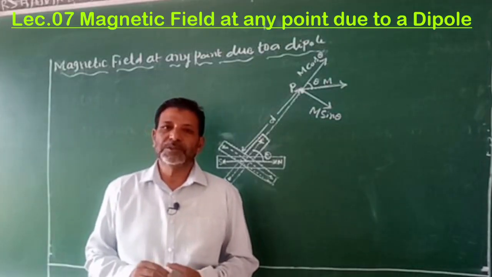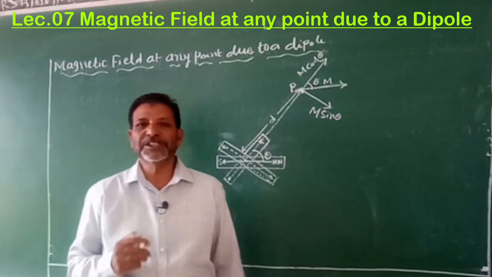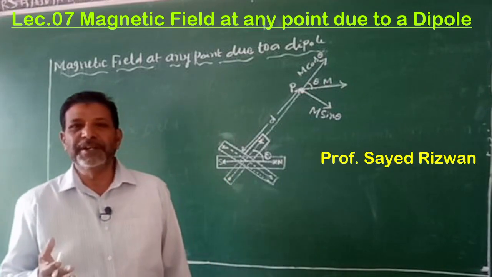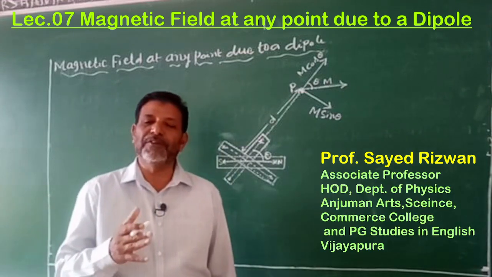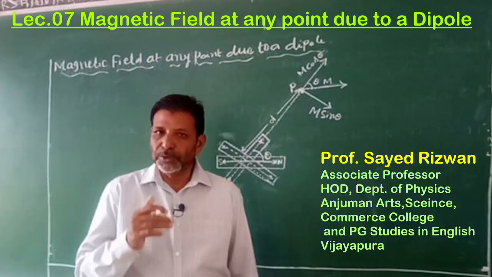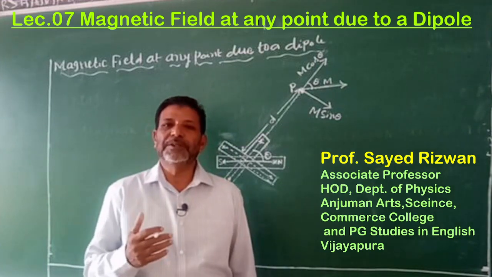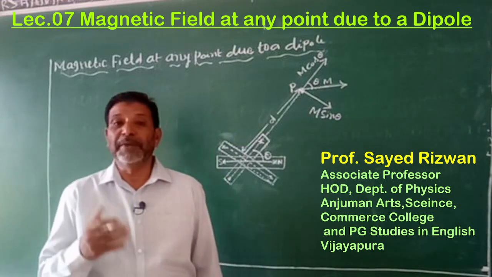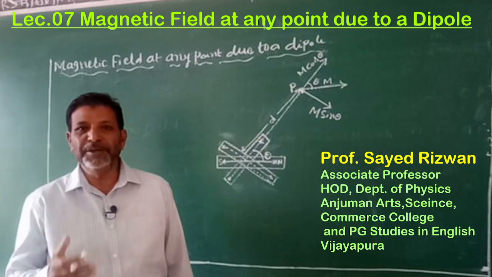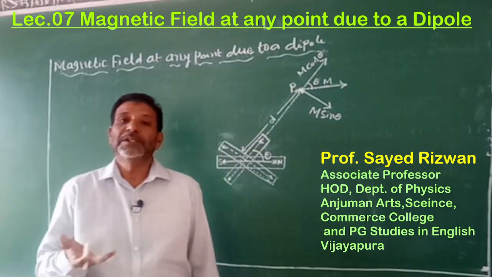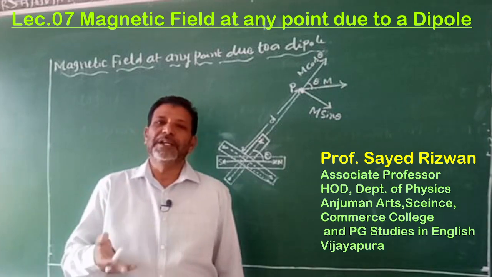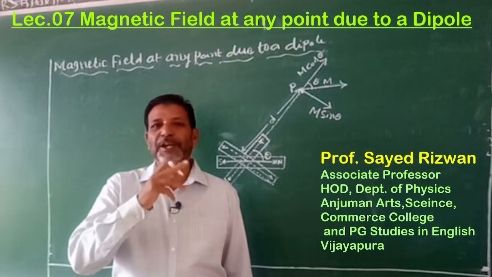In the last class, we derived the expression for the magnetic field at any point on the axial line and equatorial line of a dipole. Today, we are going to derive the expression for the magnetic field at any point due to a dipole. That point is anywhere around the dipole.